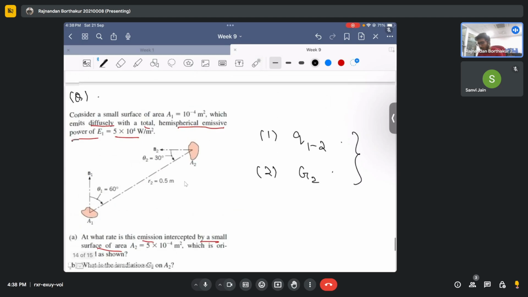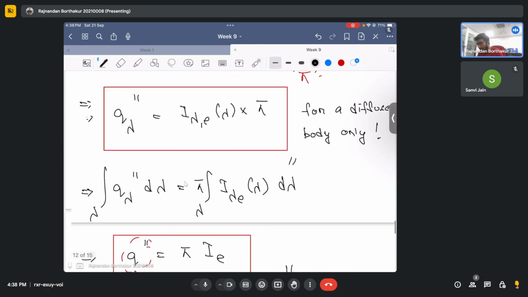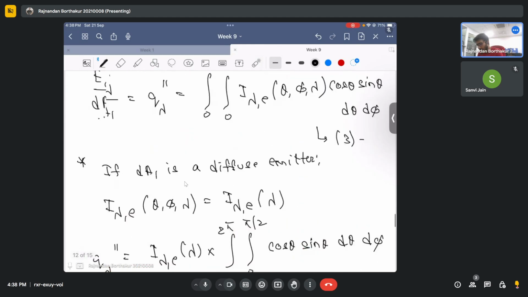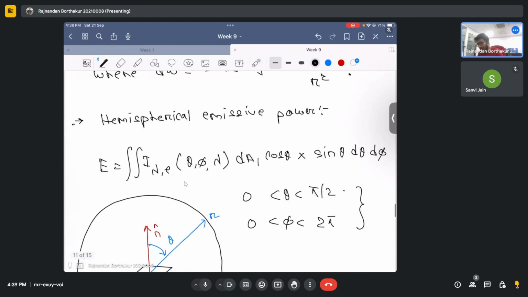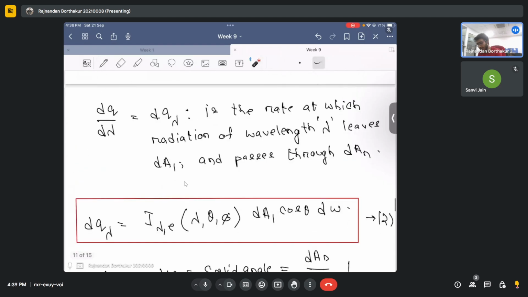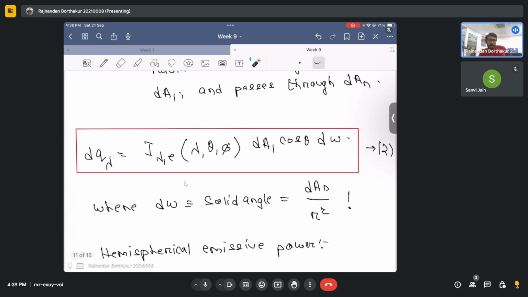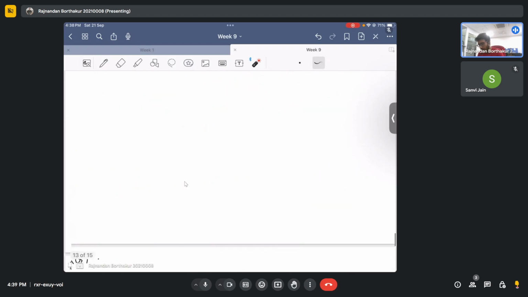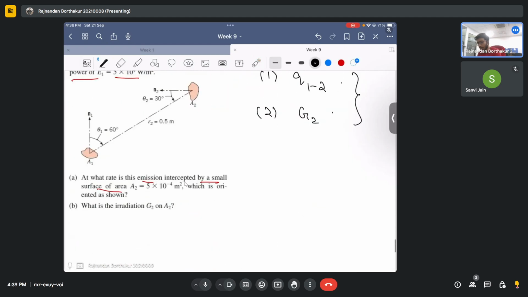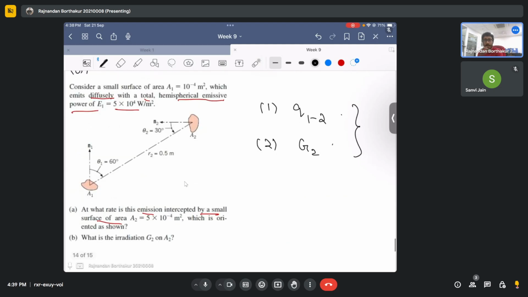We looked into this, right? So can you tell me which expression we need to use? So we just need to use this particular expression, which relates how the intensity is related to the emissive power. I hope you are at least clear on why we are using that particular expression that we just now derived. Okay, yes, all right.